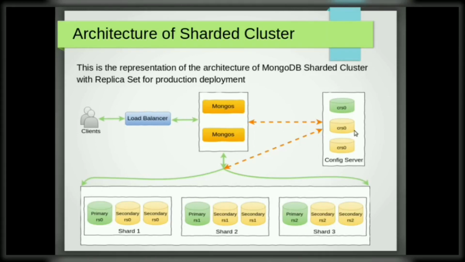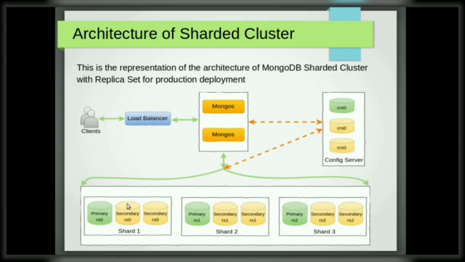As I explained in the earlier slides, for the production sharding implementation, we require at least 3 configuration servers, which we can deploy as a replica set. We use replica sets for both redundancy and increased data availability. In each replica set, we have one primary and one or more secondary servers. Here you can see that we have one primary and two secondary servers.